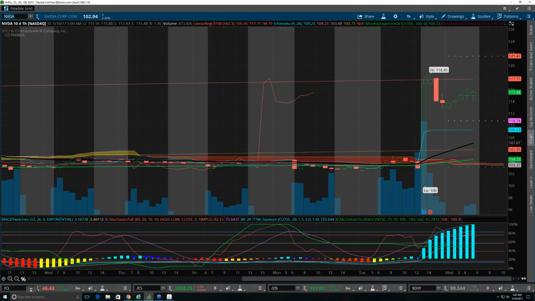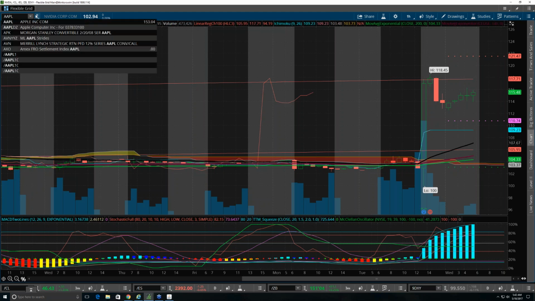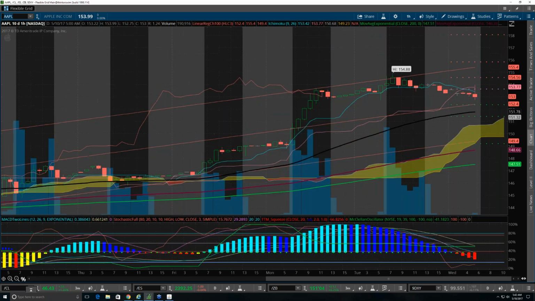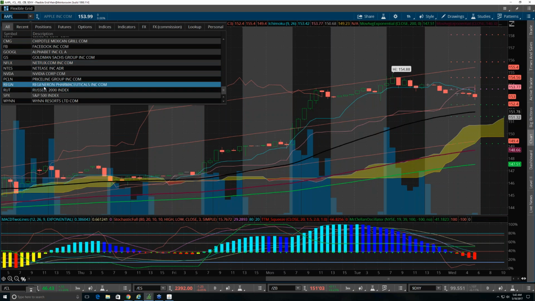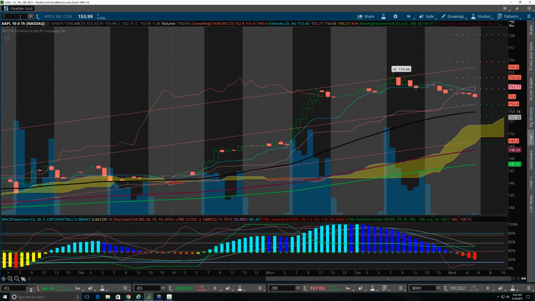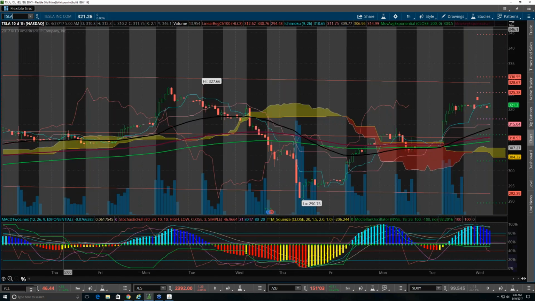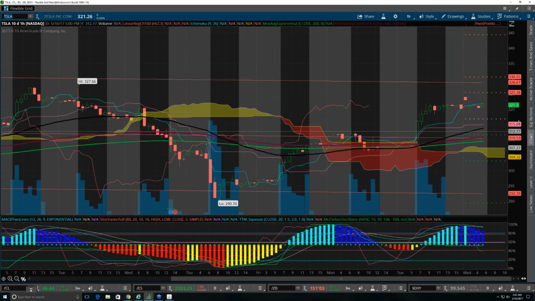Apple, 153, 153. They go ex-dividend tomorrow. See if it goes. I would like to see 155, 155. Let's see what happens there. Tesla, runner. We caught this yesterday, and you watch my numbers. When I give you numbers, when they get near it, they take off. We bought Tesla as soon as it got near 314. It was actually 312. As soon as it got to 312, we bought the 320s.